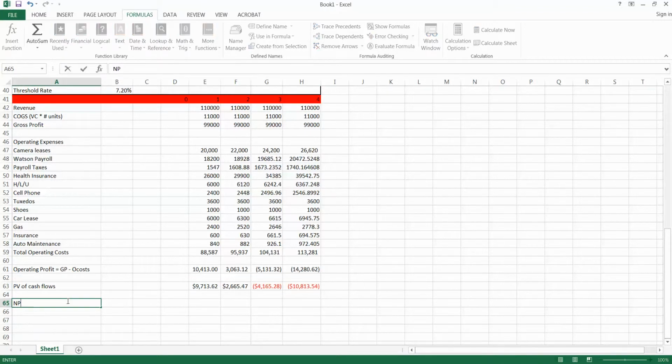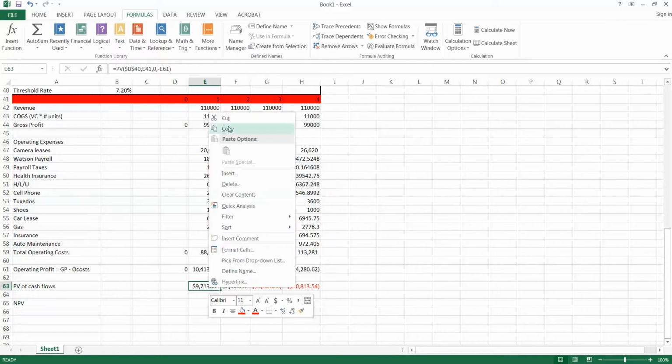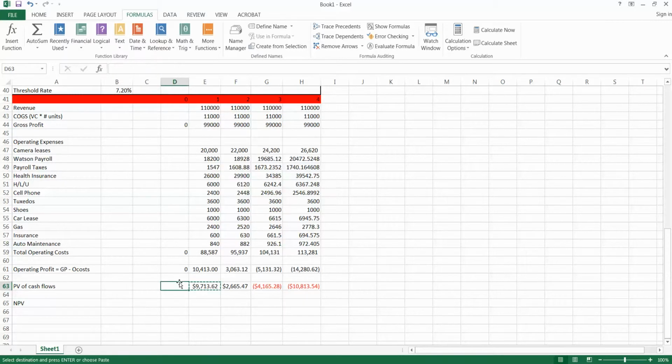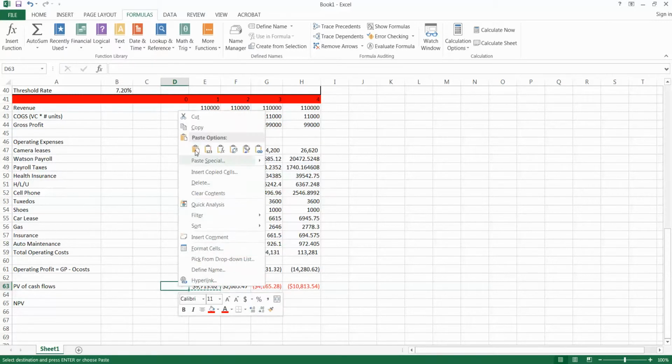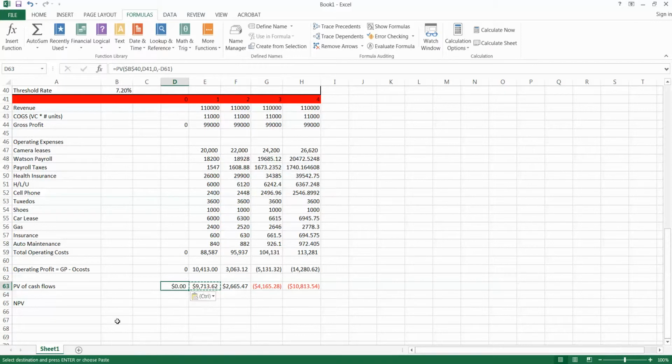In this case, our NPV, let's do our year zero. Our year zero is 0. There's no operating costs. There's no gross profit. So our present value of cash flows, we can use this formula. We just highlight copy. Then we go over here, left click and paste, and it gives us $0.